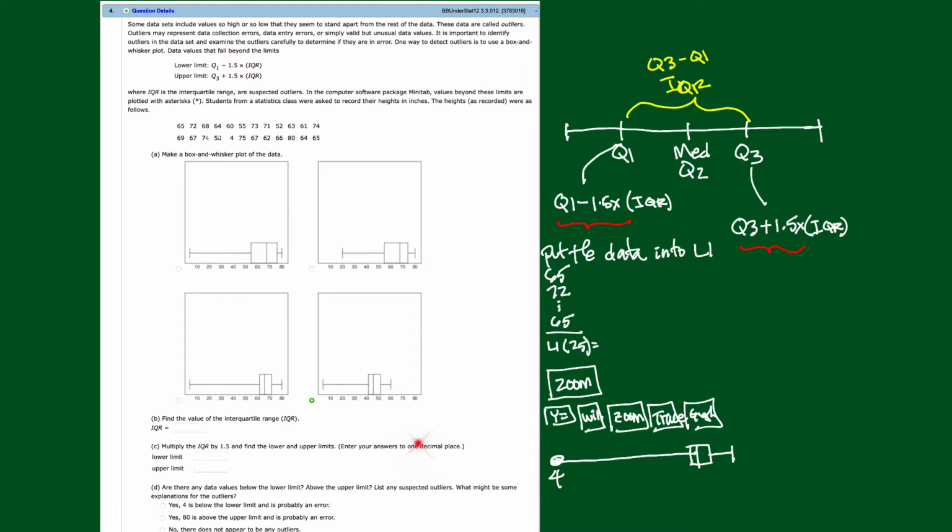I think it looks like this one here. That's what it looks like to me, so I'm going to go with this one. I'm going to select this one. Now part B says find the value of the interquartile range. All right, so let's do that. Let's get the interquartile range.